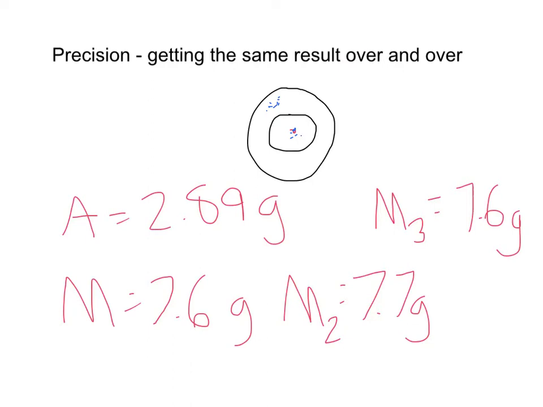Now, a lot of times you'll see both. Both is what you want: hitting the bullseye over and over. That's accurate and precise. But there is a difference. You can be accurate without being precise, and you can be precise without being accurate. So you might be wondering why we're talking about accuracy and precision, because this is science, not darts, right? Well, when you're making measurements, both accuracy and precision play a huge role.